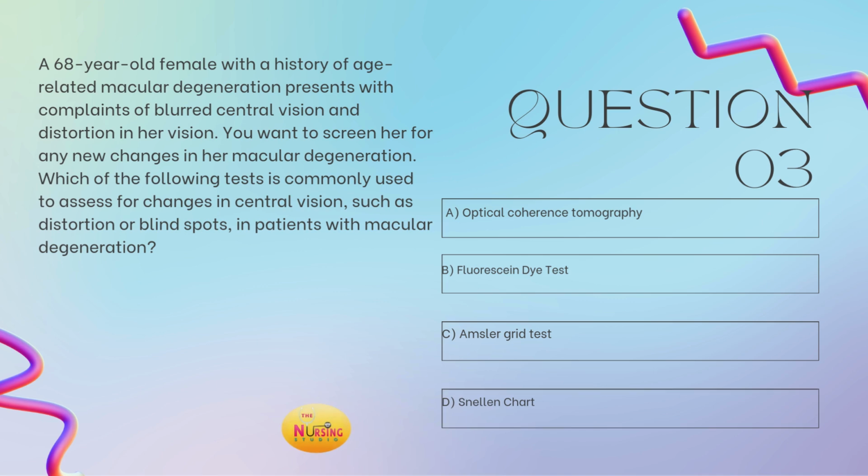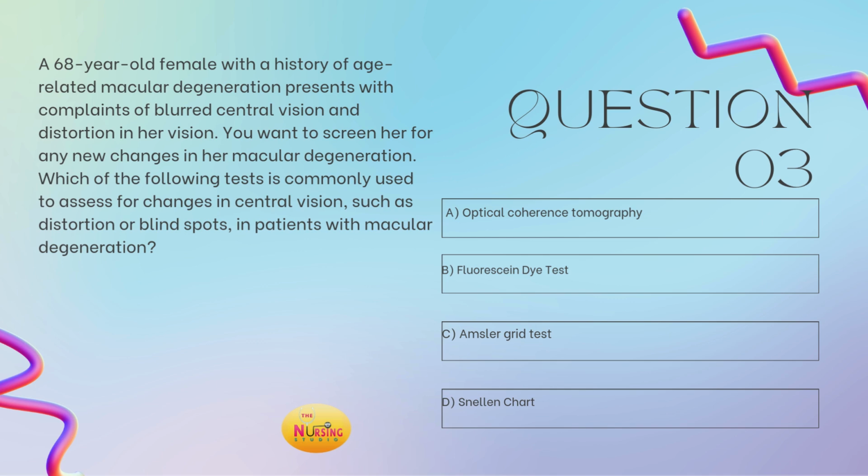All right. And last but not least, question number three. A 68-year-old female with a history of age-related macular degeneration presents with complaints of blurred central vision and distortion to her vision. You want to screen her for any new changes in her macular degeneration. Which of the following tests is commonly used to assess the changes in central vision, such as distortion or blind spots in patients with macular degeneration? Is it A, optical coherence tomography, B, a fluorescein dye test, C, Amsler grid, or D, the Snellen chart? Take a moment and tell me what you got, y'all.